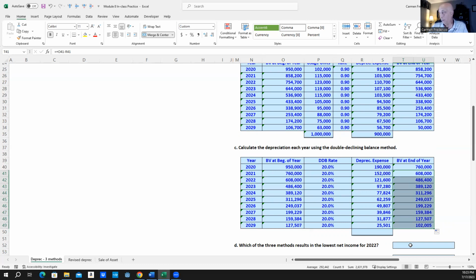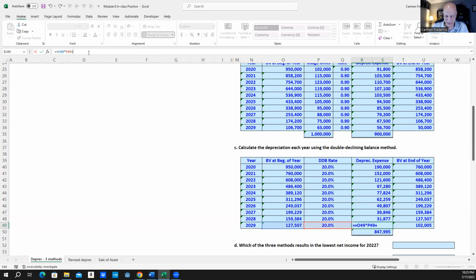Now, here's a problem. When we do this, we've only depreciated $847,995 because 20% of the beginning book value of 2029 only gives you 25,501. We're short by $52,005 of depreciation, because the answer should be 50,000 here. So the last year, you're basically plugging the depreciation for the last year. In this case, we're taking $77,506 of depreciation to arrive at a book value of $50,000.